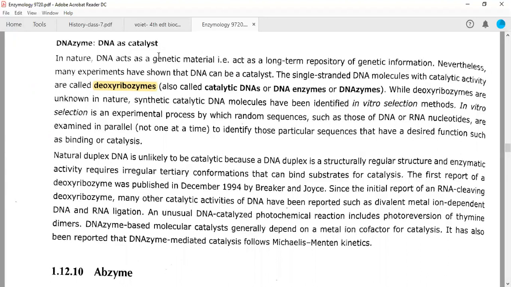When DNA works like genetic material, this we know, it is very stable, whereas RNA is unstable. DNA acts as a long term repository of genetic information because it is stable. It can accumulate the genetic information for prolonged periods of time. Therefore, this application we know about DNA. But it was a surprise when we came to know some catalytic roles of DNA. Nevertheless, many experiments have shown that DNA can act like a catalyst. Later scientists also found that some DNA molecules can work like catalysts.